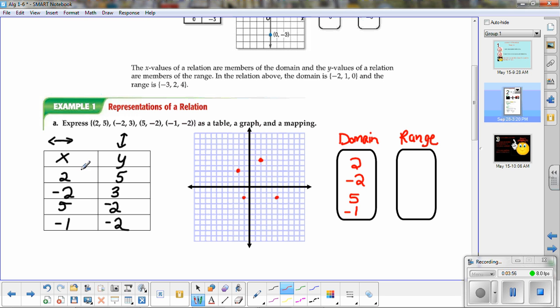Now positive 2 matches up with 5. So we draw an arrow pointing to a 5 over here. And then negative 2 matches up with 3. 5 matches up with negative 2. And then negative 1 also matches up with negative 2. So we're not going to write negative 2 again here. We're going to go ahead and just draw an arrow to the same negative 2.